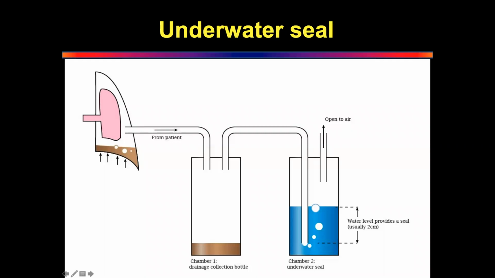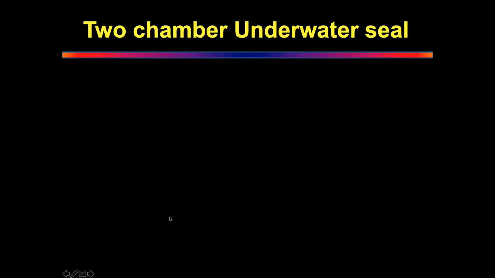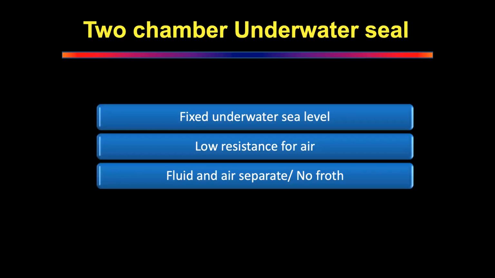When you see there is air bubbling in this one, second, this one there is air bubbling. Whereas there is no air bubbling in this, so there is no froth formed. You understand that, as opposed to a single chamber. That's good. And it can be used for pneumothorax as well as for pleural effusion, because you've got a separate one for air and you've got a separate one for fluid.